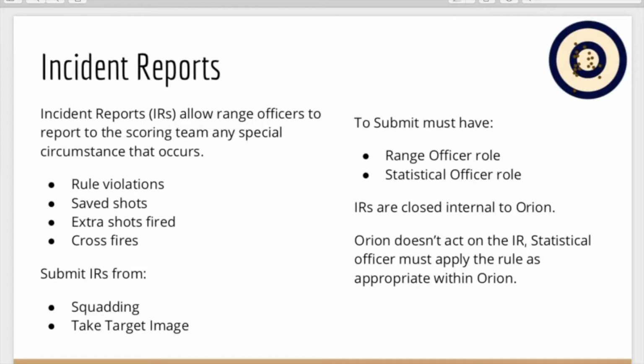And then we also have a digital incident report feature. For those of you who may not be familiar, an incident report is filled out by range officers or jury members about something weird that happened during a competition. The most common one is probably crossfires, if an athlete crossfired onto another row, but it can also be other pieces of information. If an athlete saved a shot, they didn't fire all 20 shots in a 20-shot stage, or if they know that they had an extra shot fired. These are all examples of incident reports that, up until now, you had to put down on a piece of paper and hand over to the statistical officer.